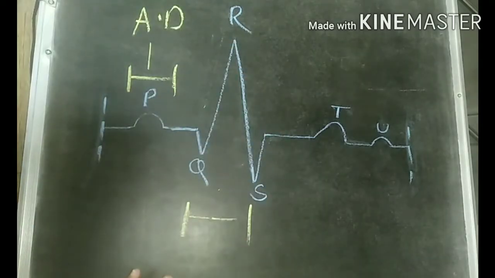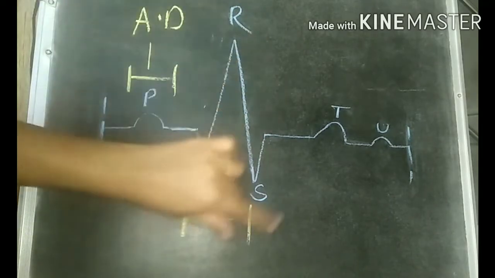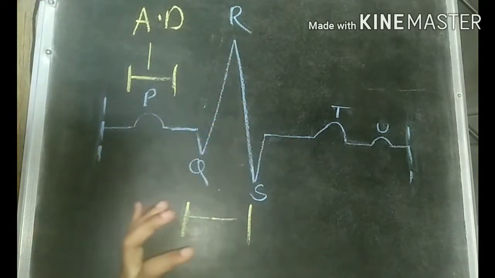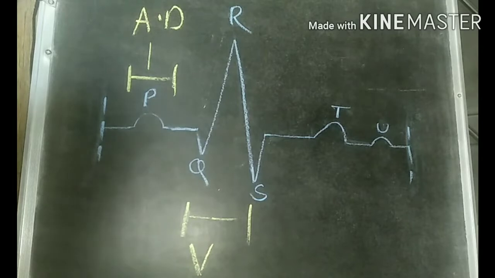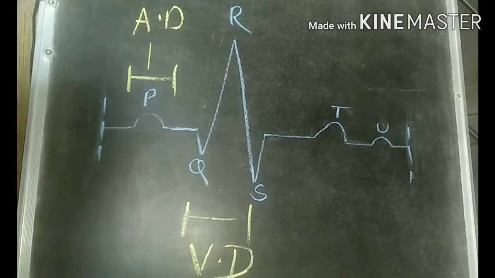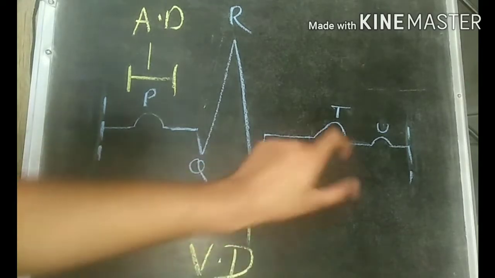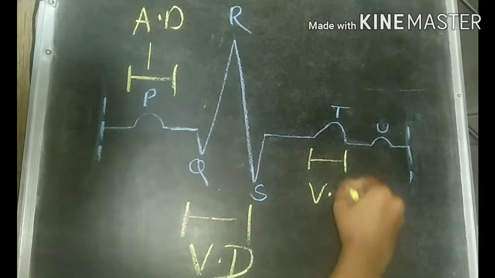QRS is a single complex. Q is a single wave, R is a single wave, S is a single wave which you can see on the electrocardiogram. And these three waves collectively join together and make one complex that is known as the QRS complex. This represents ventricle depolarization. Then moving on to the T wave, it represents the ventricle repolarization.